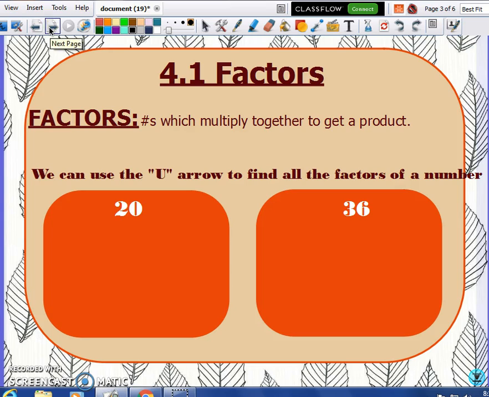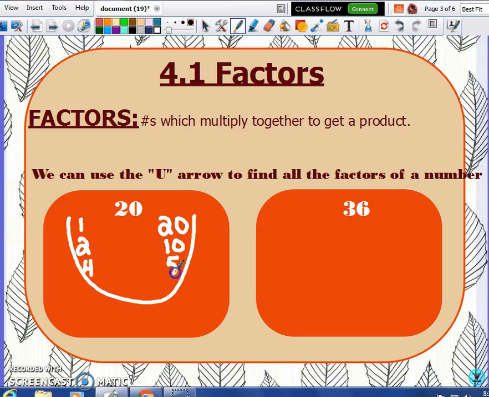So 4.1 is factors, and factors are just numbers that multiply together to get a product. To find factors, I use the U arrow, and what happens is I just go down my 1 through 10 type thing, or 1 through 15, whatever we need to find all the factors. So 1 times 20 is 20. 2 times 10 is 20. I know that 3 can't go in. I know that 4 times 5 is 20.